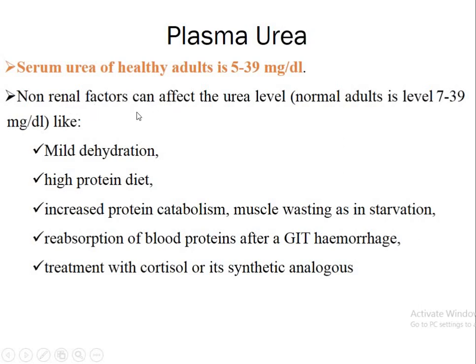Now, the non-renal factors that can affect the urea levels. Mild dehydration. What will happen in mild dehydration?